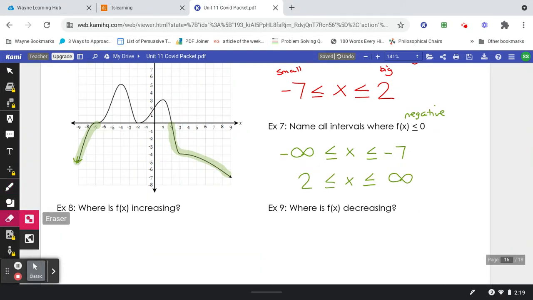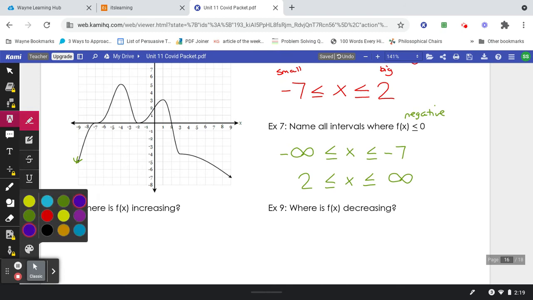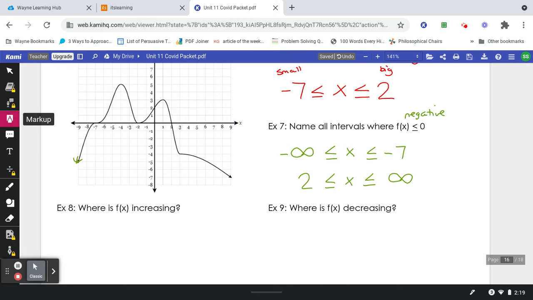Now, increasing and decreasing, remember, is kind of a different idea. It's just anywhere it's going uphill, so it could cross over from negatives to positive. So where is this increasing? It would be increasing right here, as well as right here. So let's write those two sections out. That would be from negative infinity all the way until negative 4.